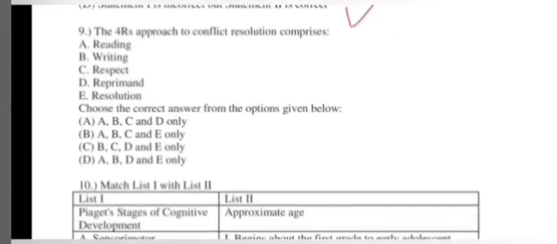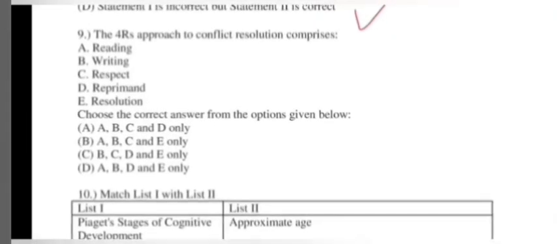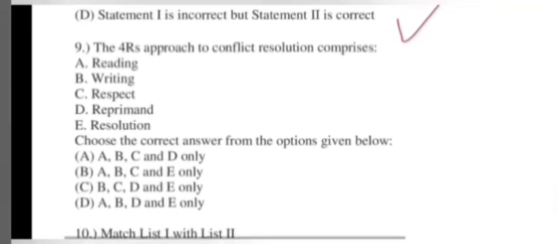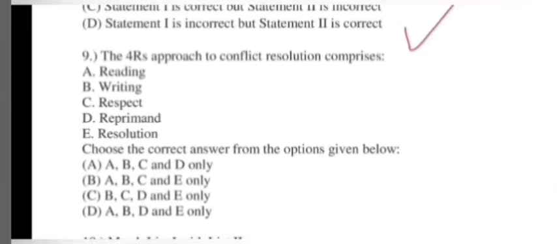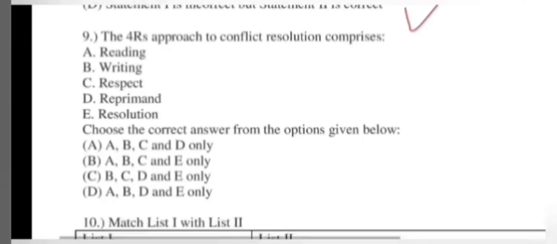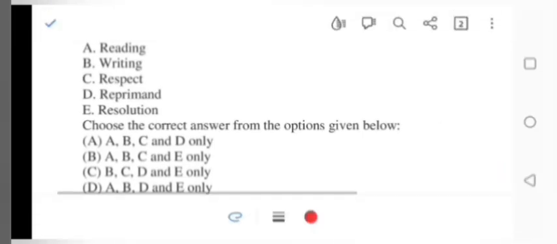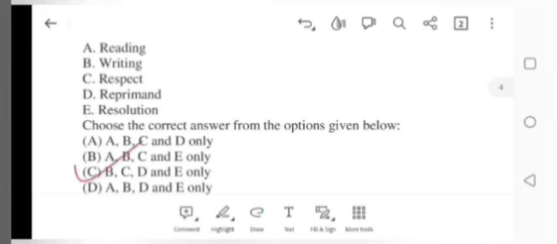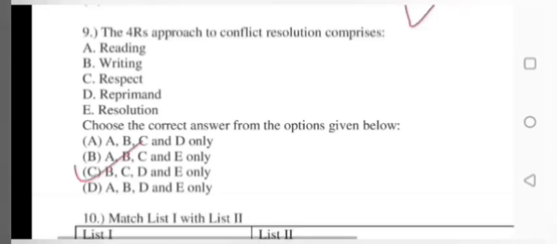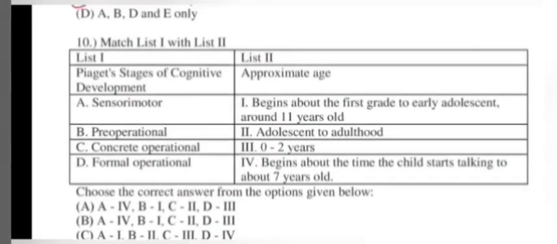9. The 4 R's approach to conflict resolution comprises what? Reading, writing, respect, reprimand, resolution. Okay. A, B, C, D, A, B, C, E, B, C, D, E, A, B, D, E. So it will be B, C, D, E. B, C, D, E. Okay. B, C, D, E.